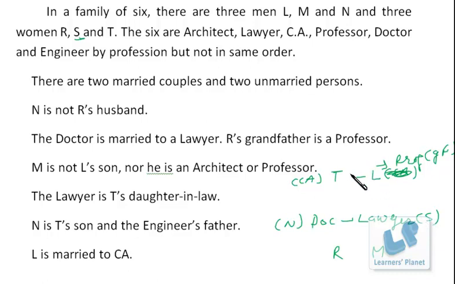Now we got the professions as well. This is CA, this is professor, this is doctor, this is lawyer. Now we have to find out these 2 professions. Now we are left with architect and engineer, right? Now, as it is given that M is not an architect, that means R is architect and M is engineer, right? Now we have got the complete information about each and everyone's profession and their family tree, right? Family status, I mean to say. Now let's begin the questions.